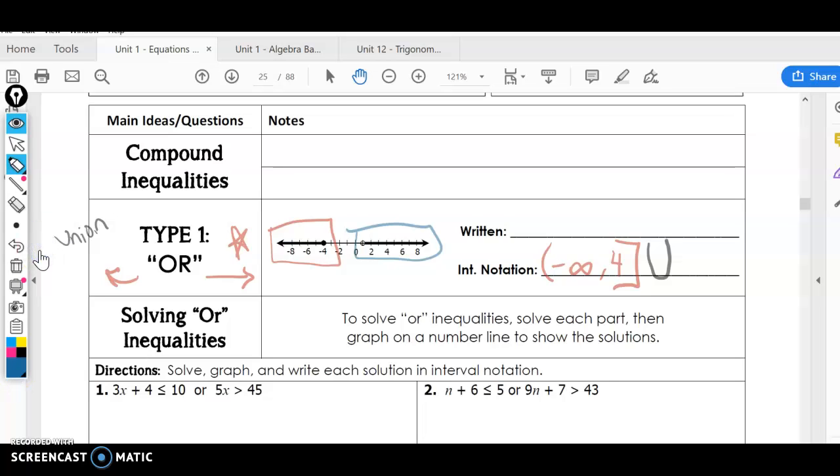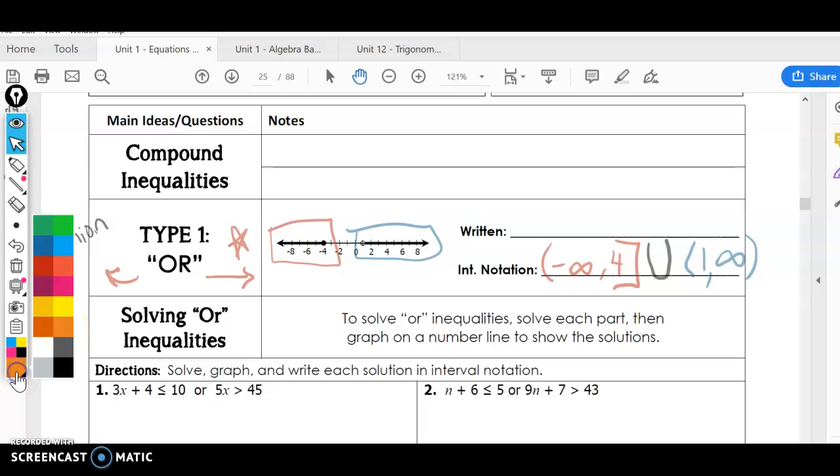The next interval is going to start at 1, and then it's going to go all the way to infinity, both parentheses, because of the open circle, and infinity always has a parenthesis with it. Writing this in terms of variables is not too bad.